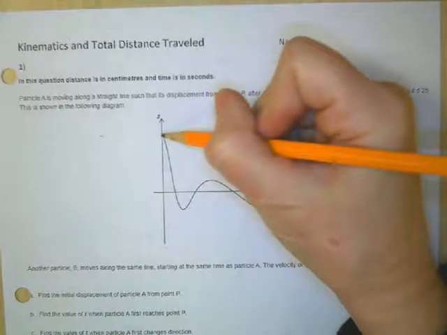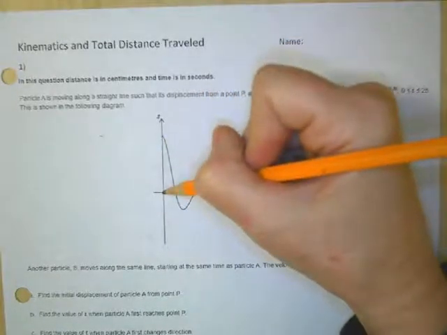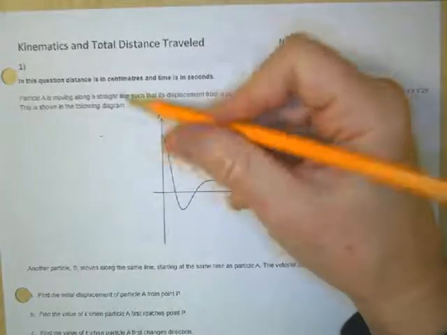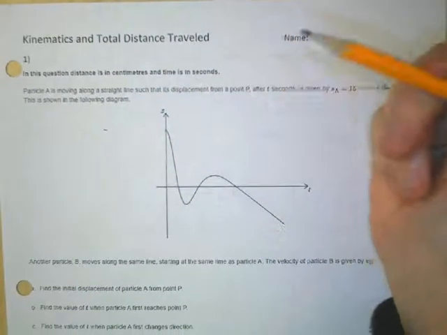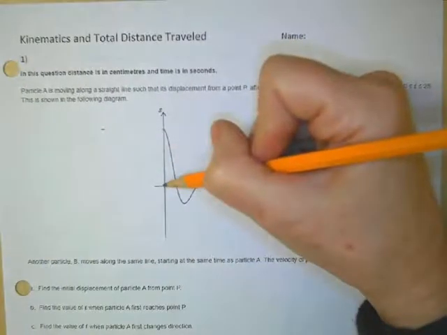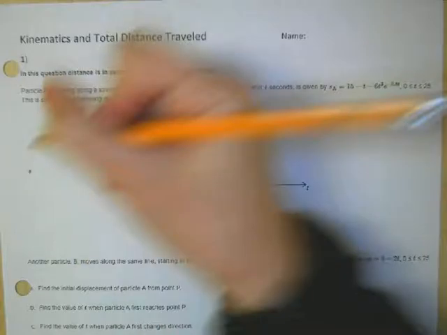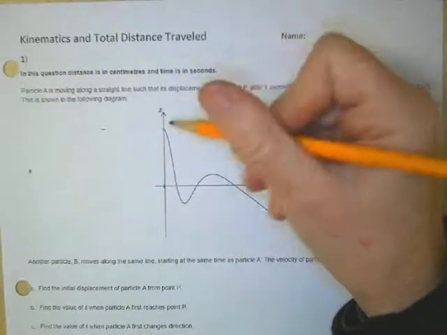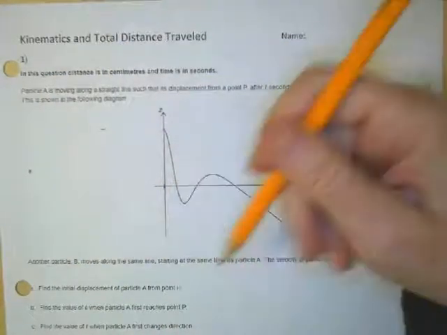So the displacement is basically a particle moving along a line, and it's moving in relationship to, say, a point. Say the origin is where the point is. So let's go ahead and start going to the questions.